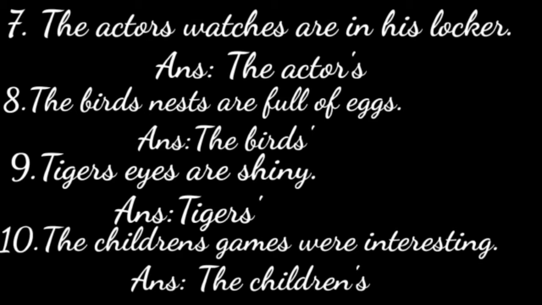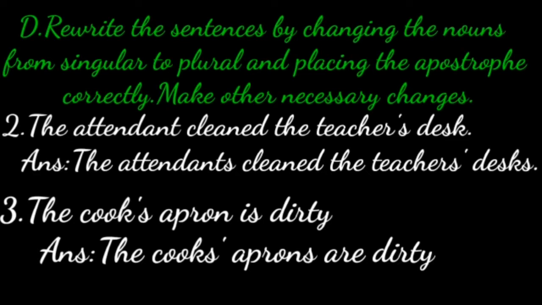Ninth one. Tigers' eyes are shiny. The answer is tigers'. After S, we use apostrophe. Tenth one. The children's games were interesting. The answer is the children's. Apostrophe S. Now, exercise D. Rewrite the sentences by changing the nouns from singular to plural and placing the apostrophe correctly. Make other necessary changes. Children, already one is done for you in your book.